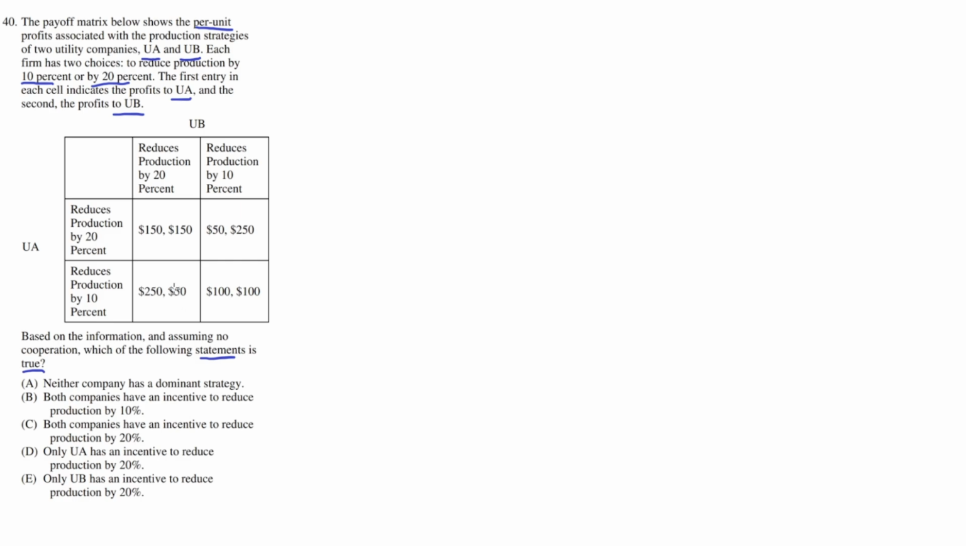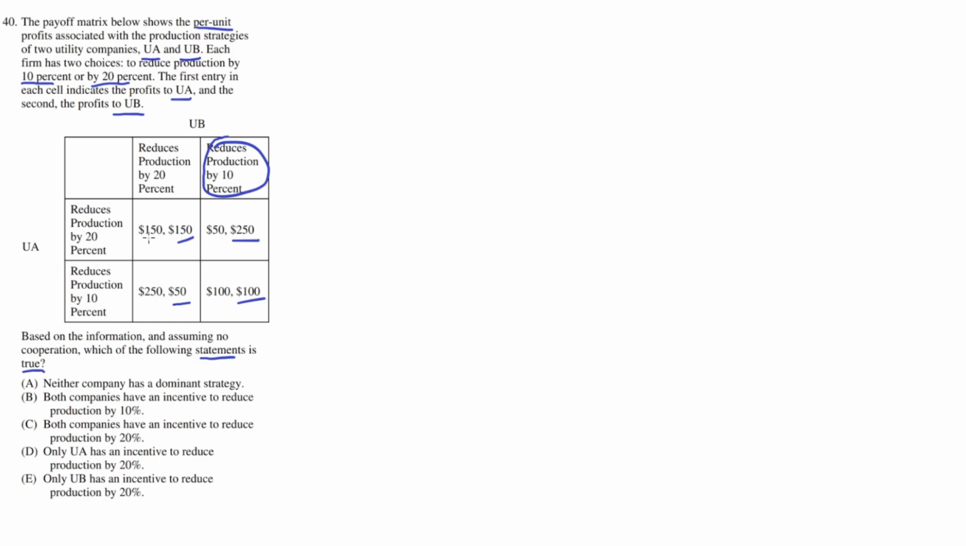And if we were to assume that UA also reduces production by 10%, UB would make a profit of $50 if they kept production at 20%. But if they reduce production by 10%, they would make $100. So because 150 is less than 250, and 50 is less than 100, UB has a dominant strategy to reduce production by 10%. Now let's look at UA.